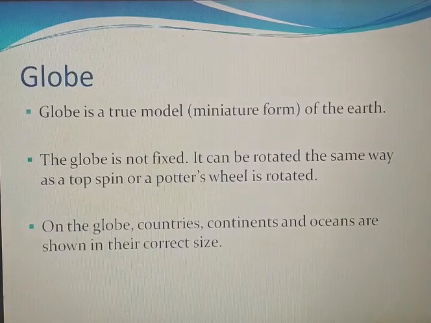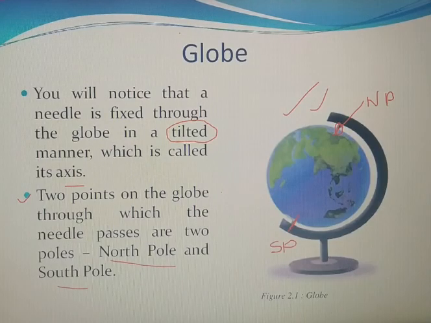Now let's come to that second point. The globe is not fixed. It can be rotated the same way as a top spin or a potter wheel is rotated. On the globe, country, continent and ocean are shown in their correct size, and their continental location. One important point that I want to remind from chapter number 1 is that the shape of the earth is geoid. It is not a round shape, it is a geoid that we learned in chapter number 1.